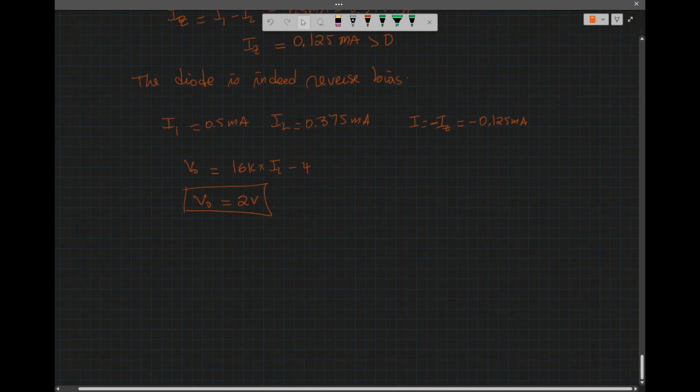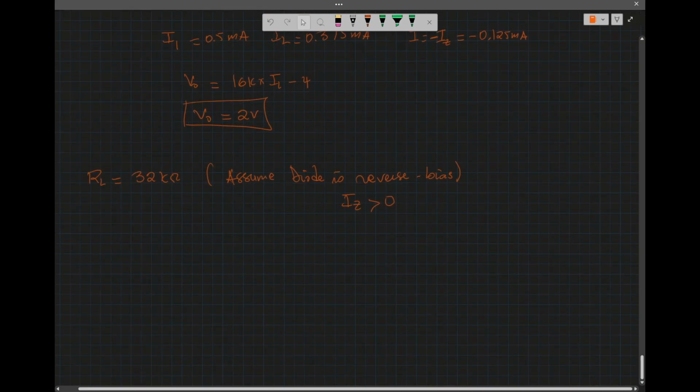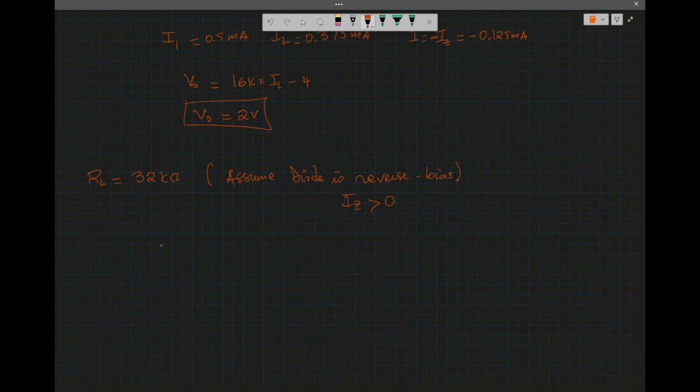Okay. So finally, the last case. So our load equal to 32 kilo ohm. So I'm gonna assume that the diode is reverse bias as well. So that's the assumption. So assume diode is reverse bias. So that means IZ must be positive. So we are going to find IZ and check whether it's positive or not.